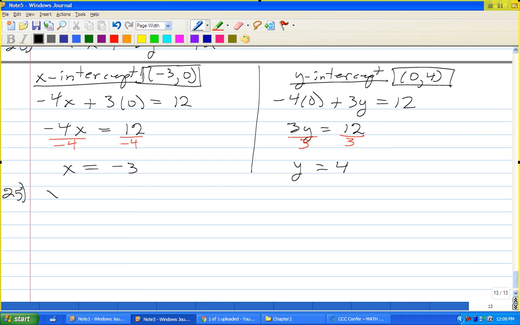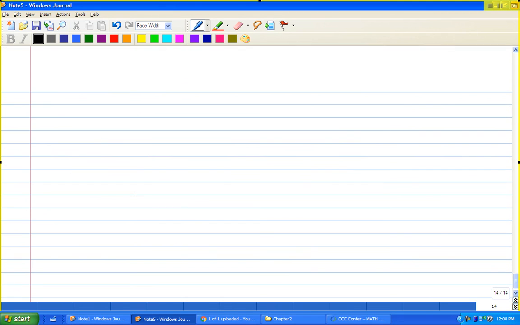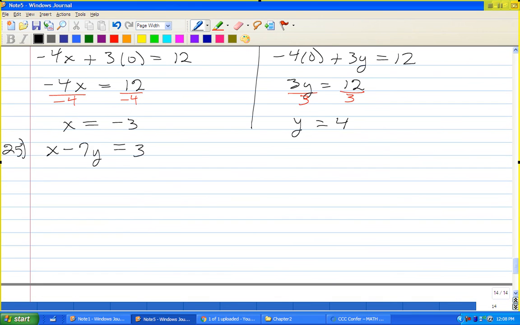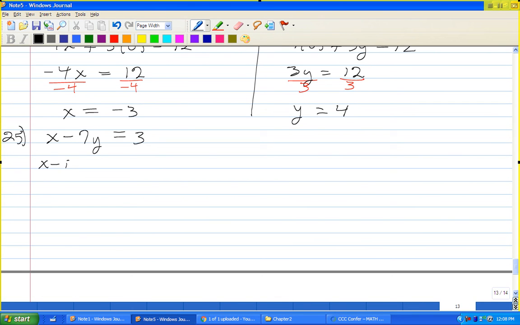x minus 7y is equal to 3. Let's find the x-intercept. Set y to 0. 7 times 0 is 0. x minus 0 is x. So x is equal to 3. So the x-intercept is at the point 3, 0.